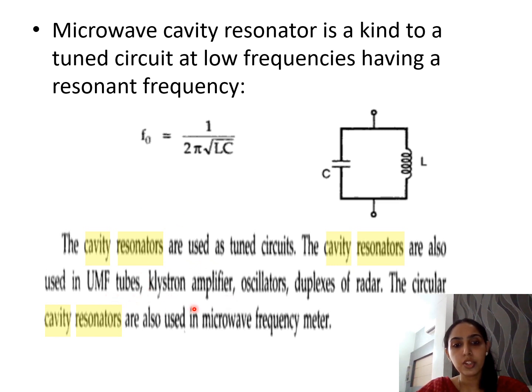Applications of cavity resonators are stated in the last point of the slide. It can be used in microwave amplifiers, oscillators, duplexers of radars, etc. Circular cavity resonators find applications in microwave frequency meters. We will learn all these microwave amplifiers and oscillators in detail in the upcoming sections.